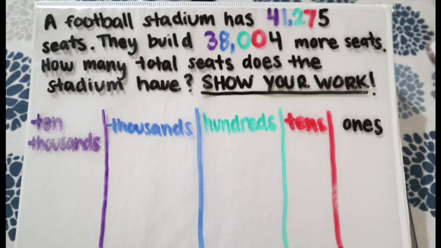Here is your practice problem. A football stadium has 41,275 seats. They build 38,004 more seats. How many total seats does the stadium have? Be sure to show your work. Notice how I color-coded the number of seats to help you guys out with this math problem. When you show your work, be sure to use the place value chart down below.